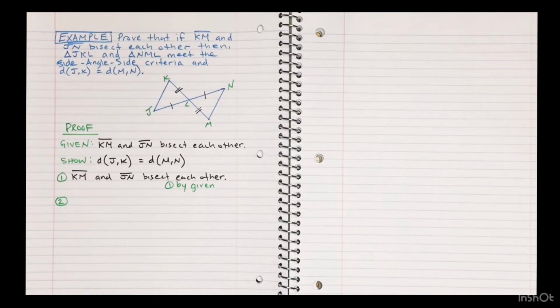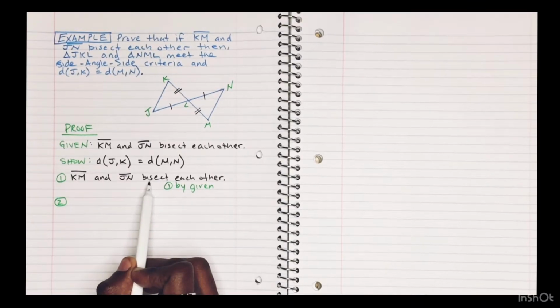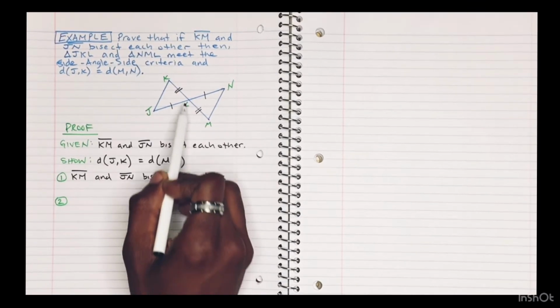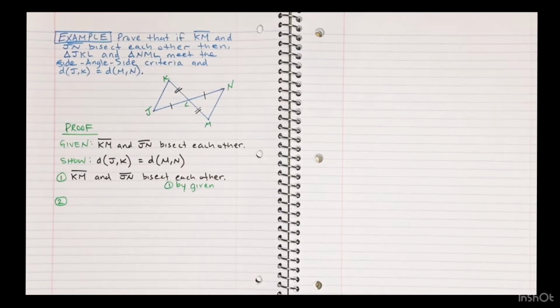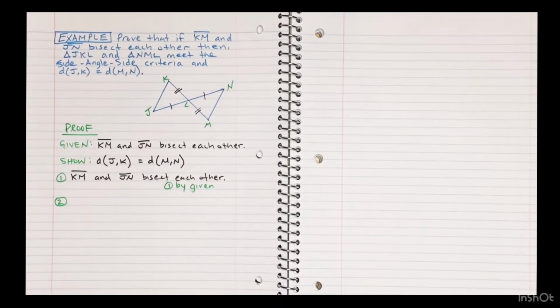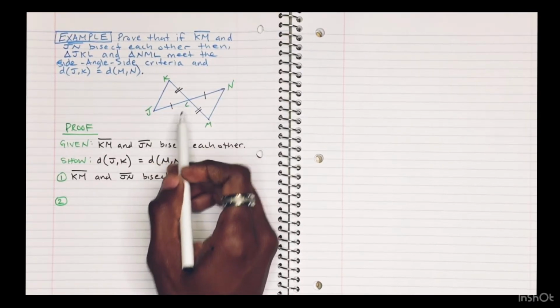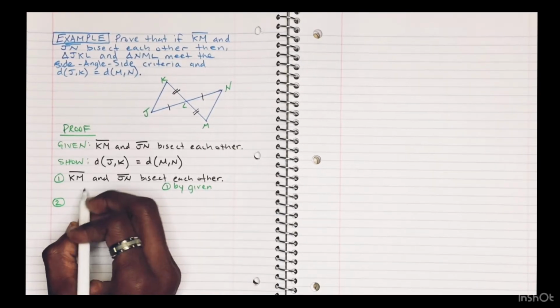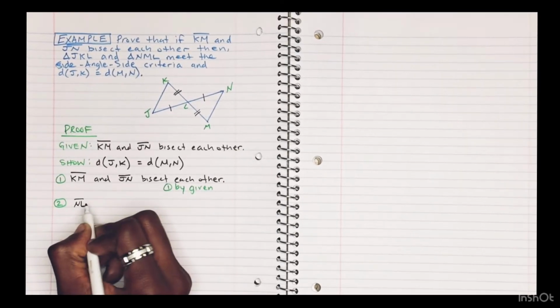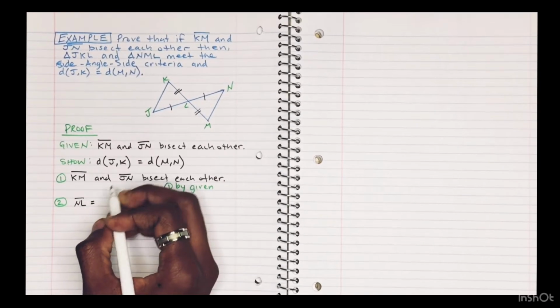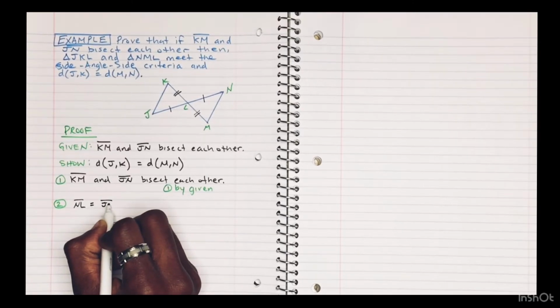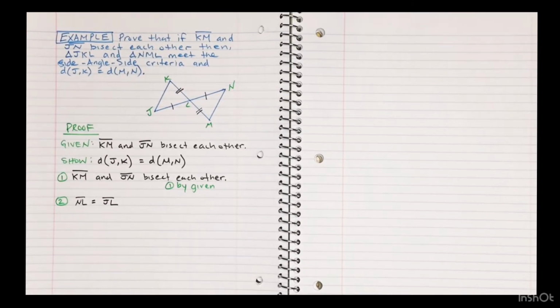Step 2, we're just gonna work off of this word bisect, which we just showed here, and we're going to write it down in a proof format, all right? So we saw that NL equals JL. So let's write that down. Line segment NL equals line segment JL. Or we can put the distance is equal to each other, either or.